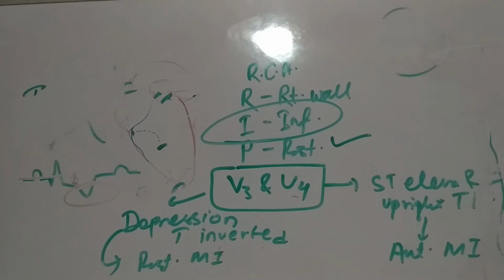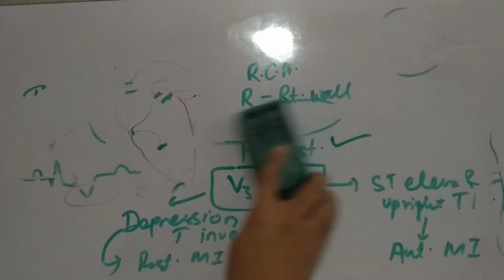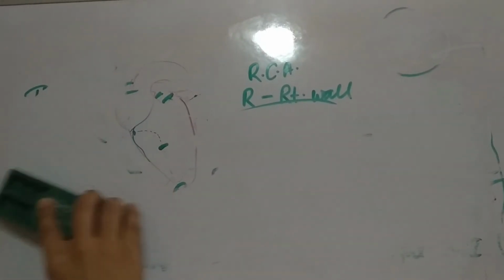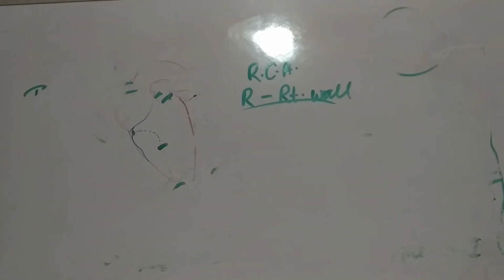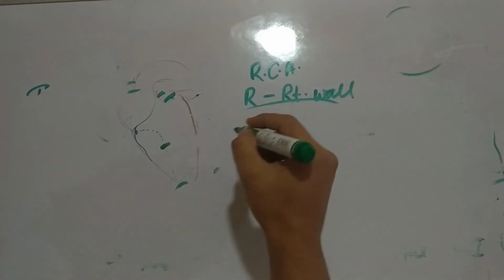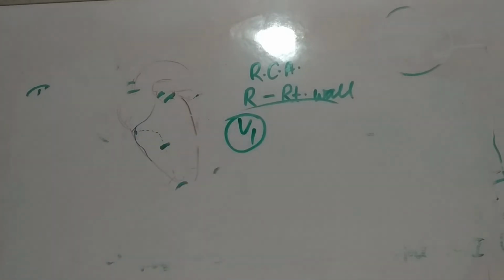Now we need to discuss what changes are seen in different leads when the right ventricle, the right side of the heart wall, is involved. So the lesion is in the right wall, okay, and generally speaking there are no particular leads looking at the right wall, but V1 is the major specific one which you need to look at.